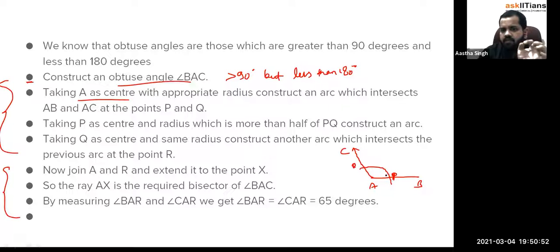Take A as the center and a radius which is more than half of PQ. Taking P and then Q, make an arc from Q with the same radius and make another arc. You just join that point and point A. You will get AM, which will be your angle bisector. Okay, guys.